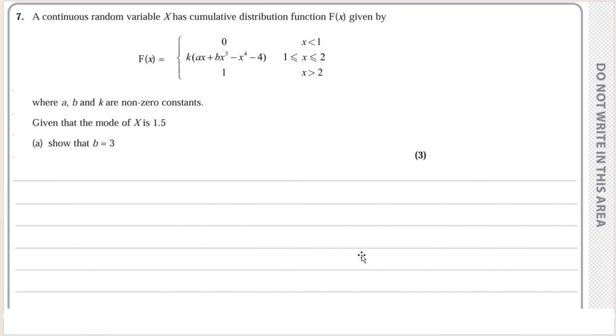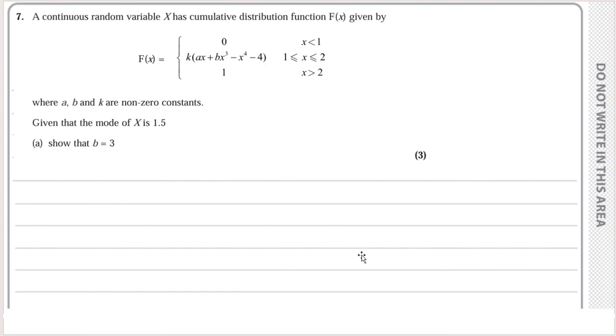Okay, we continue with the International A-Level Statistics S2 paper from January 2024, and this is question number 7. A continuous random variable x has cumulative distribution function F of x given by the following formula, where a, b, and k are non-zero constants. Given that the mode of x is 1.5, part A, show that b equals 3.